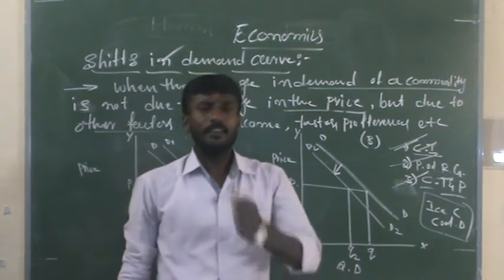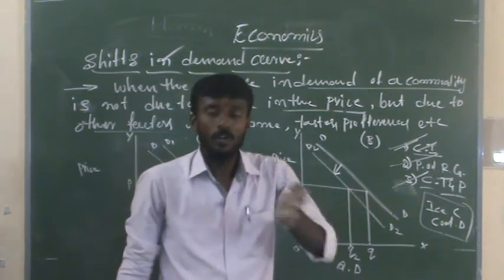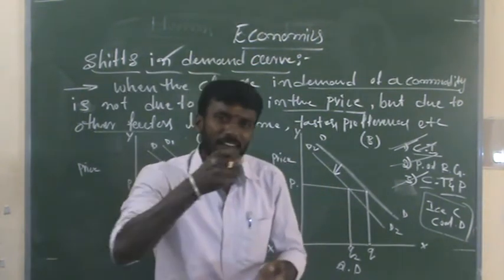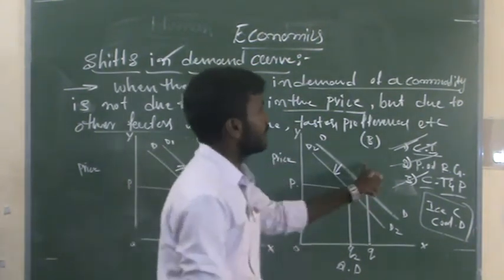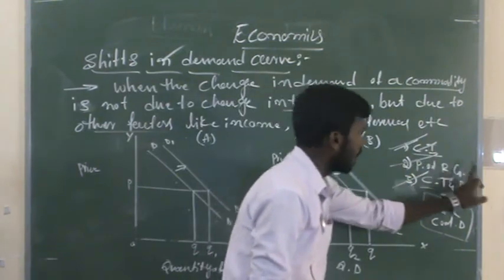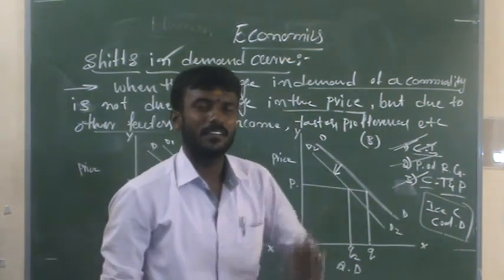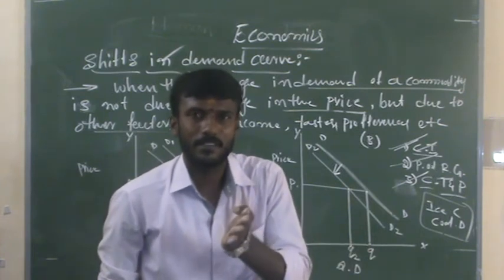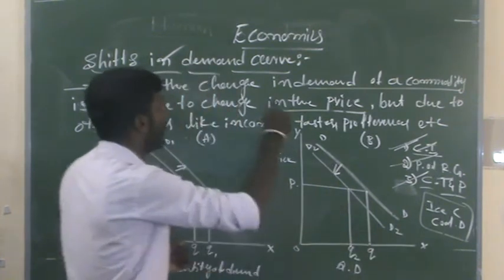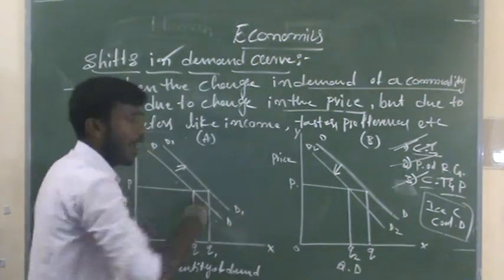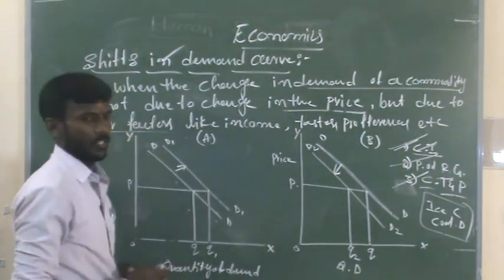So total here, except the price, if any changes of the consumer income, the price of the other good or the related good, and the consumer taste and preferences, it leads to the demand curve shift upwards or downwards.